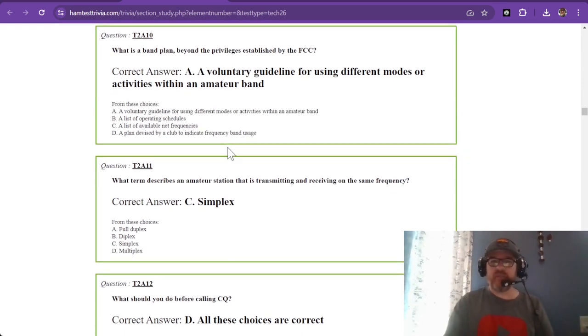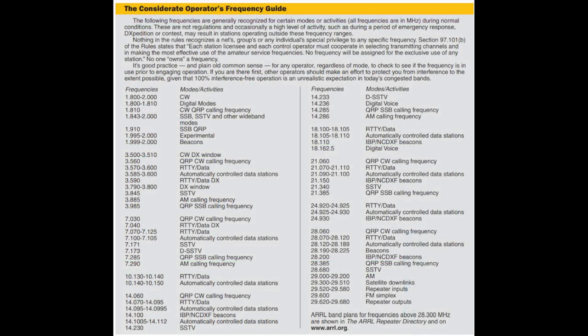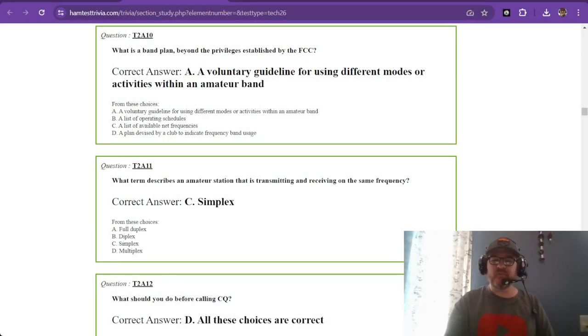What is a band plan beyond the privileges established by the FCC? It is a voluntary guideline for using different modes or activities within an amateur band. And if we switch over, I can actually show you one of the band plans right here that is published by the ARRL. You can kind of see quickly, looking through this, where certain activities or modes happen. And there are more. There's some for 2 meters and 70 centimeters and up. And it's good to look at that if you really want to make a contact. So that is the answer to that question. It is a voluntary guideline, also known as a gentleman's agreement.